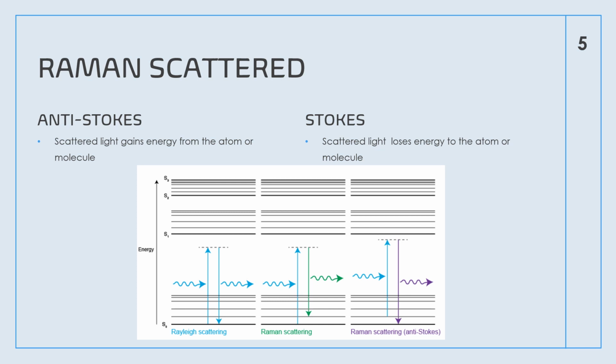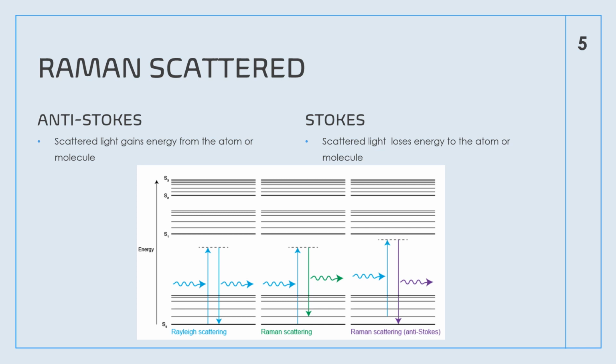Raman scattered light is broken down into two categories. It can either be Stokes or anti-Stokes. Anti-Stokes Raman scattered light is scattered light that gains energy from the atom or molecule. Anti-Stokes Raman scattering occurs when the molecule starts in a vibrationally excited state, moves to a virtual state, before finally relaxing to its ground state. We rarely use anti-Stokes Raman light as it is less intense than the Stokes. However, it does represent equivalent vibrational information of the molecule.